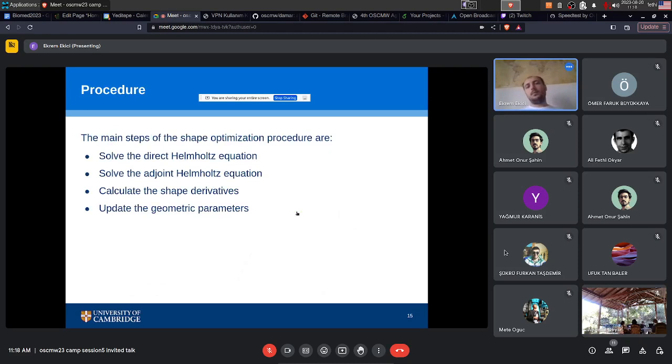So to sum up, the main steps of the shape optimization procedure are: I solve the direct and adjoint Helmholtz equations with my Helmholtz solver, and I calculate the shape derivatives, and I update the geometric parameters according to the shape derivatives. And I look if my system is stable, then I stop changing the geometric parameters. But if not, I go back to the start and go down again.